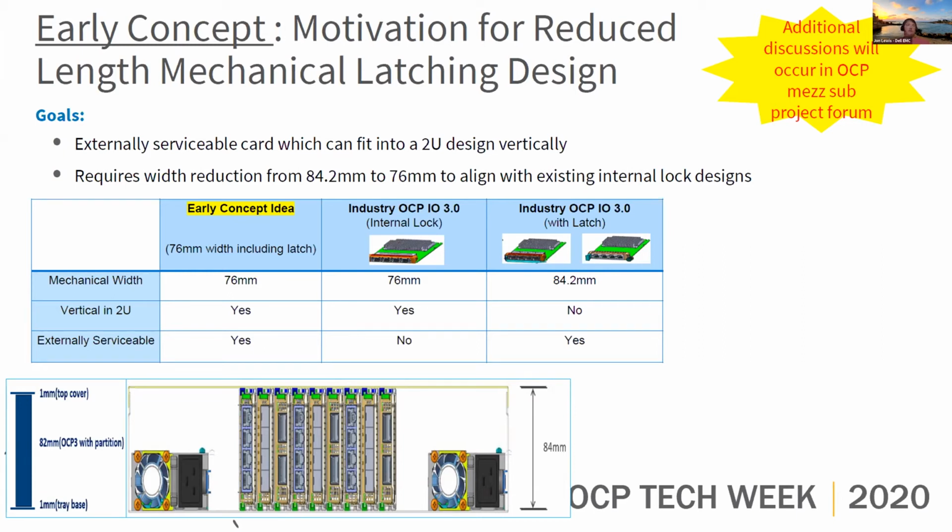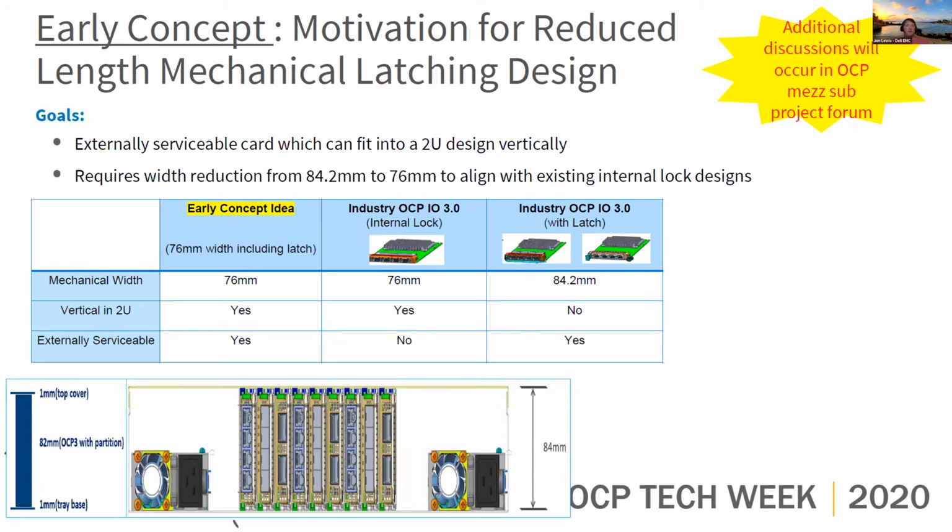And the latching mechanism allows you serviceability on a card-by-card basis from the outside without the thumb screw or any other mechanism. Of course, the thumb screw is much wider and it wouldn't fit into the 86 millimeter or 84 millimeter envelope. So the early concept idea includes the latch. It is a modification of the latch that is currently in the SFF specification. It's been reduced to 76 millimeters so that it is aligned with the faceplate. It does allow vertical insertion and removal in the 2U, and it's externally serviceable.